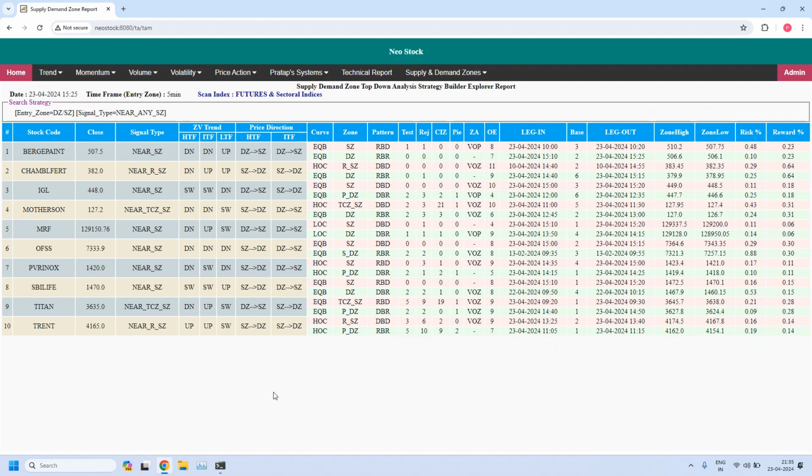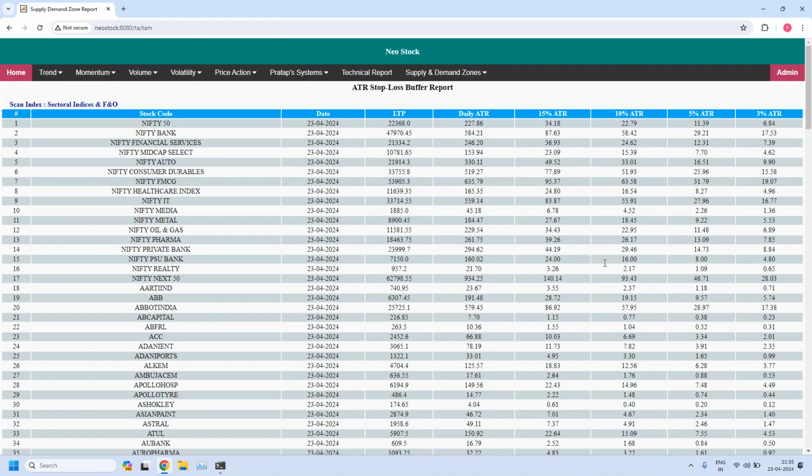Now the last report, let us generate stop buffers based on daily ATR. So this is the daily ATR. All these are stop buffers. Here we have a daily ATR value. This is 15% ATR for the daily time frame, 10% ATR for the 125 minutes or 75 minutes time frame, 5% ATR for the 15 minutes or 25 minutes time frame, and 3% ATR for the 5 minutes time frame. And the first 17 in this list are indices, sectorial indices. Remaining all are equity stocks, but they are picked up from the F&O list.